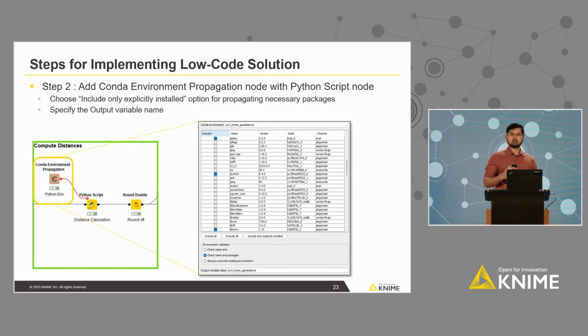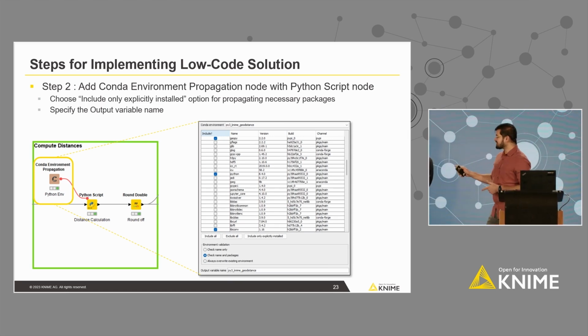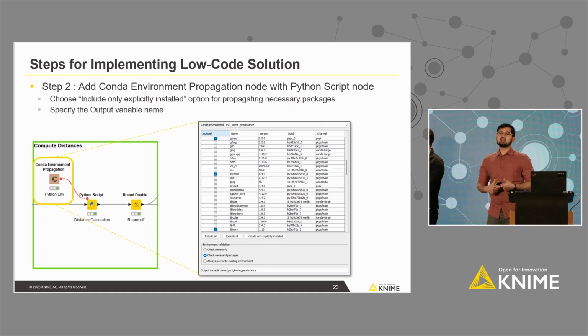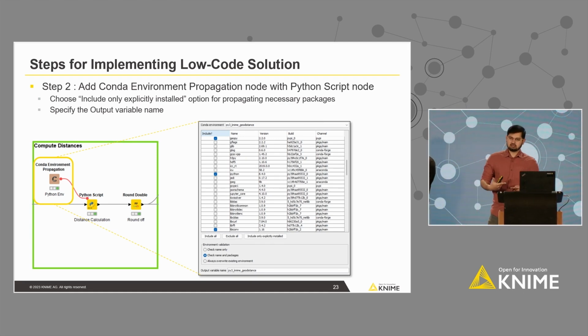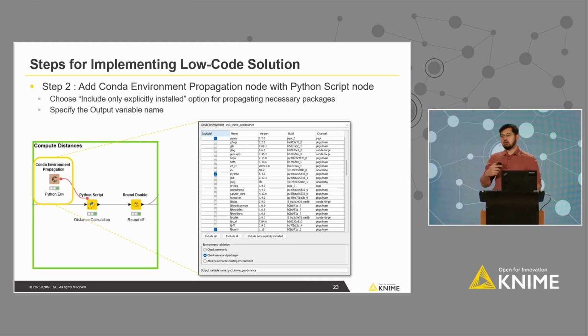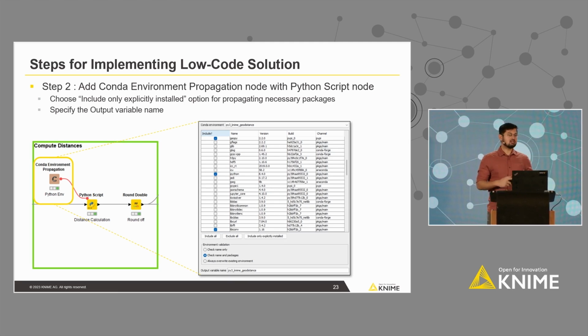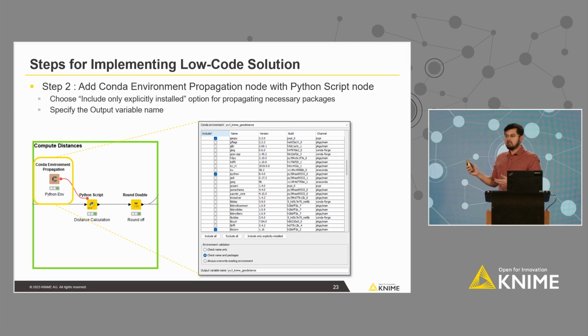Now, what this node does is, there are twofold benefits of it. First, it tells the Python script node to use the environment that the user has selected, right? And the second point is that when I ship this workflow on Knime Community Hub or even to anyone, this node will make sure that all the prerequisite packages, that means in this case GeoPy, is installed to the user system before the execution of this workflow takes place.